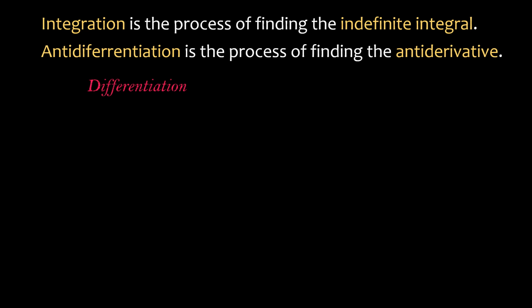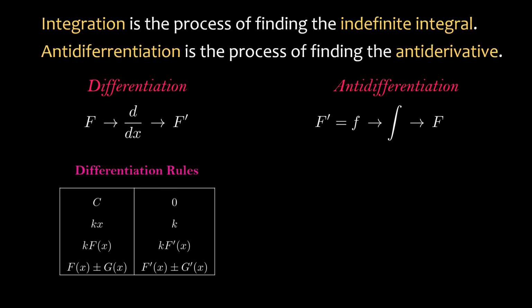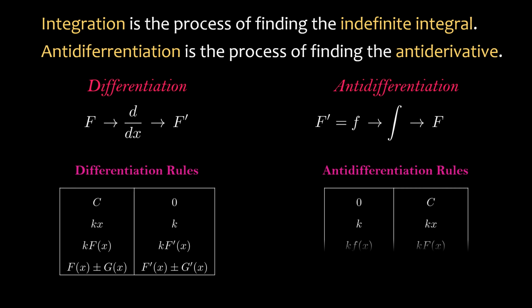In differentiation, differentiating a function leads to its derivative. Meanwhile, in anti-differentiation, integrating a function leads to an antiderivative. The original function can be thought of as the derivative of the antiderivative. While differentiation rules provide the derivative of a function, the reversed rules may be applied to find the antiderivative of a function.